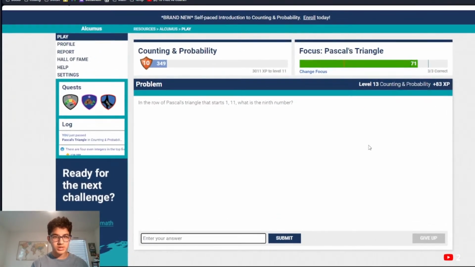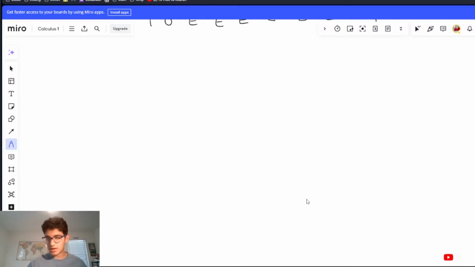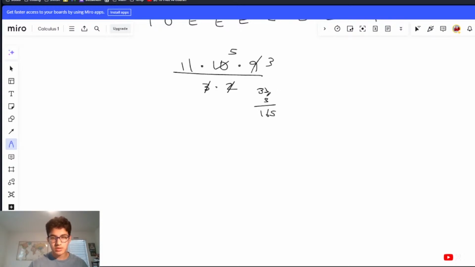In the row of Pascal's triangle that starts 1 and 11, what is the ninth number? That's just 11 choose 8, right? Or basically 11 choose 3. So what is 11 choose 3? 11 times 10 times 9 over 3 times 2, 33 times 5, which is 165, I think.